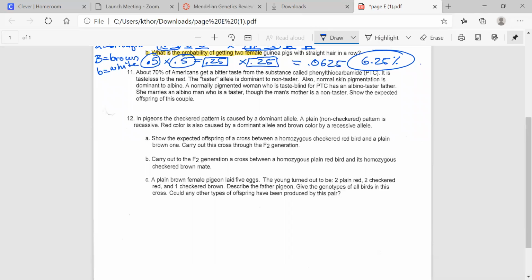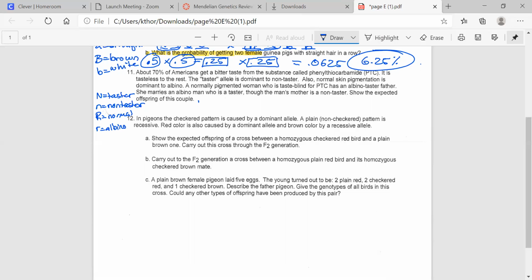All right. About 70% of Americans get a bitter taste from the substance called phenylthiocarbamide, PTC. It is tasteless to the rest. The taster allele is dominant to non-taster. So let's say this is taster, dominant, and this is non-taster. Also, normal skin pigmentation is dominant to albino. Okay, so normal, we'll do R, and little r, we'll do albino.